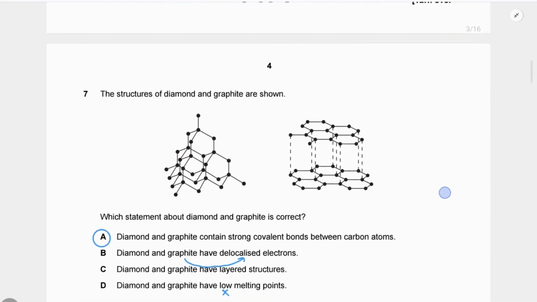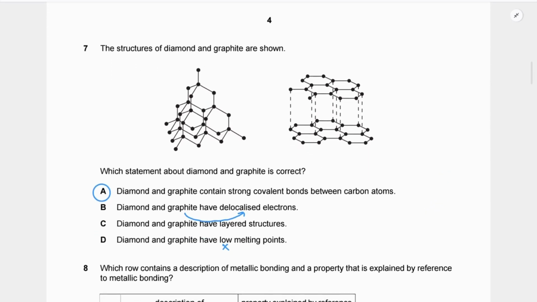7. The structures of diamond and graphite are shown. Which statement about diamond and graphite is correct? Diamond and graphite contain strong covalent bonds between carbon atoms, which is correct. We have carbon atoms in both diamond and graphite.